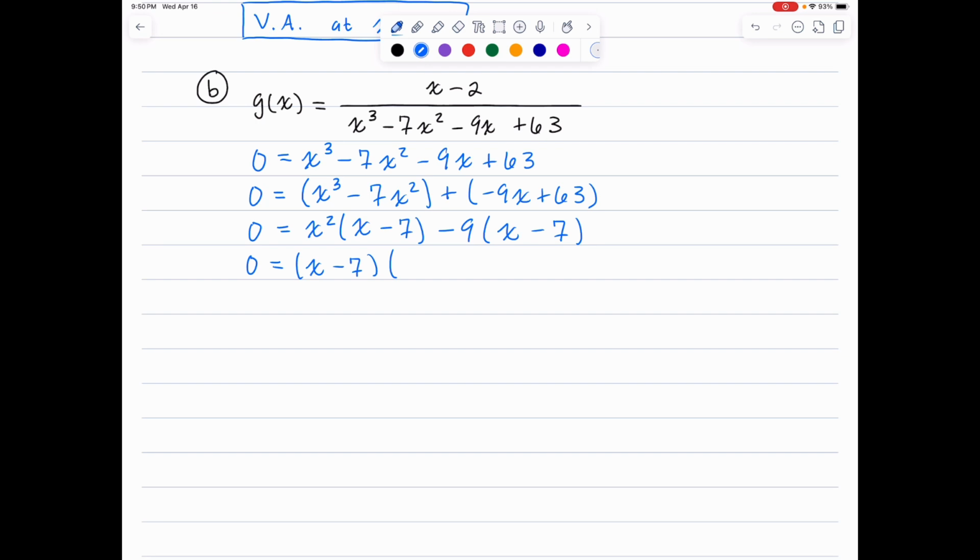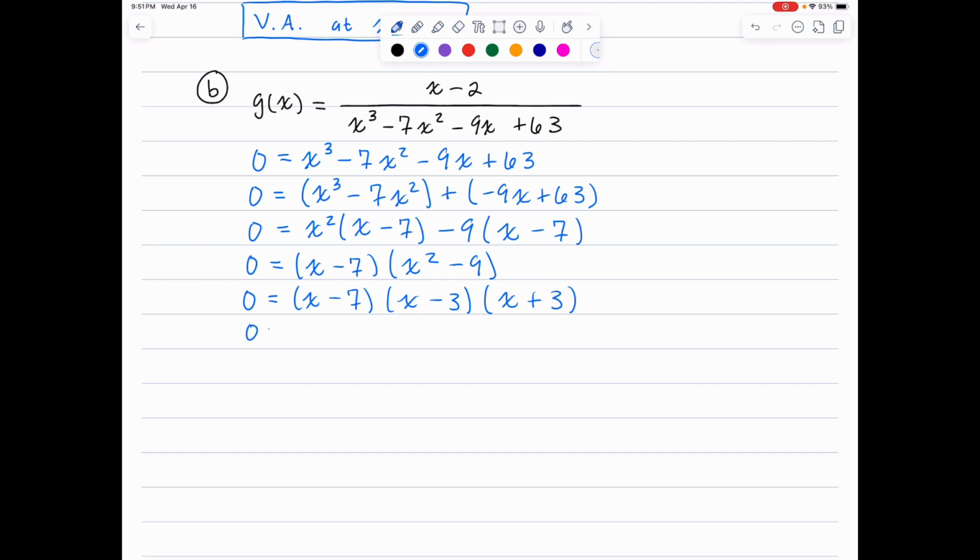And what I'm left with is x squared minus 9. Now I can still factor this, x squared minus 9. It's a difference of 2 squares. So I'm going to get 0 equals x minus 7 times x minus 3, since 3 is the square root of 9, times x plus 3, because 3 is the square root of 9. Now I can set each of these equal to 0.